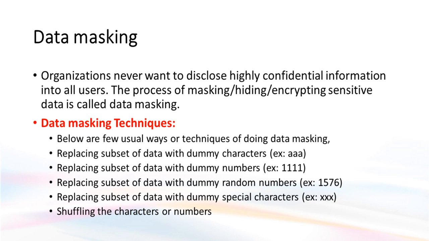And sometimes we will shuffle the characters or numbers. Shuffling means, for example, 1234 becomes 4231 or 3124. So this is basically called shuffling. These are a few techniques we can use at the time of applying masking. But these are just manual techniques; there are many masking techniques available. People will use those techniques whenever they apply masking.